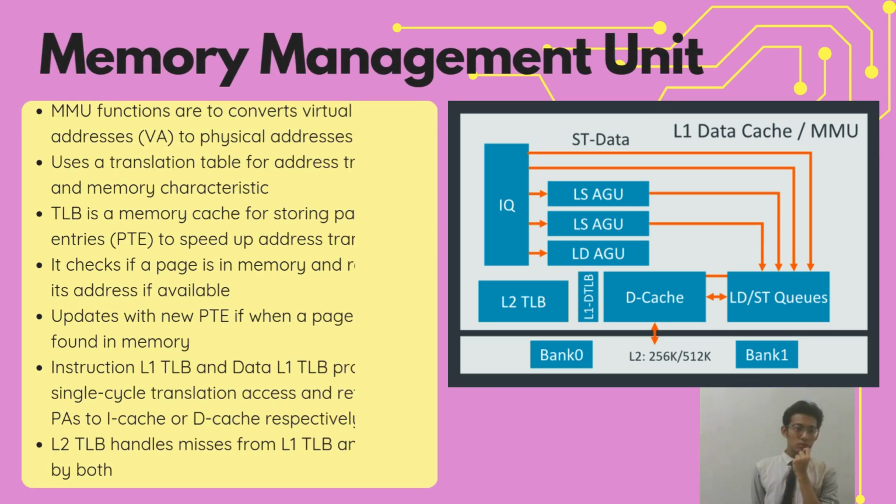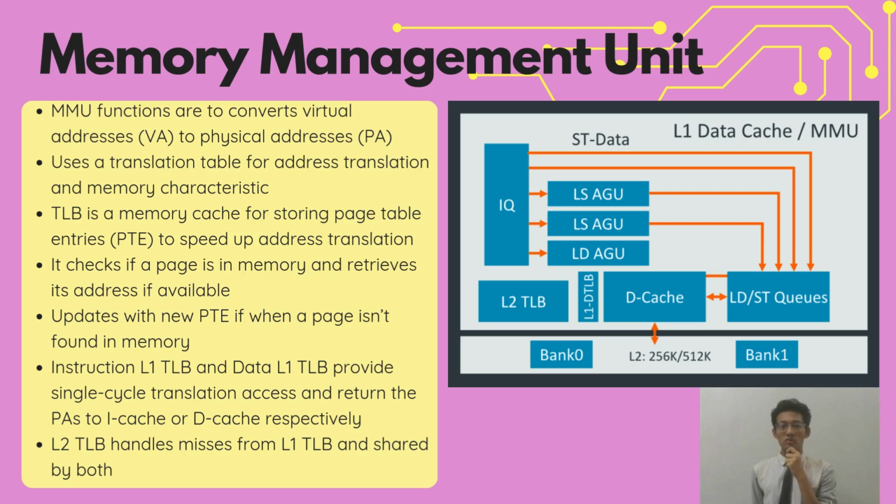The memory management unit, the MMU for short, has as its main function converting virtual addresses to physical addresses. It uses a translation table that includes a set of address translations and related memory characteristics used in each translation. The TLB is a kind of memory cache for storing page table entries (PTE), which speeds up the translation process. The TLB will check if a page is already in the main memory and retrieve it if it is available. If the desired page isn't found, the TLB will be updated with the new PTE.